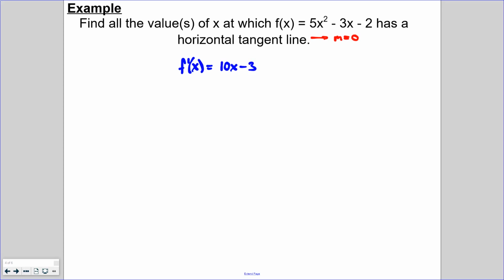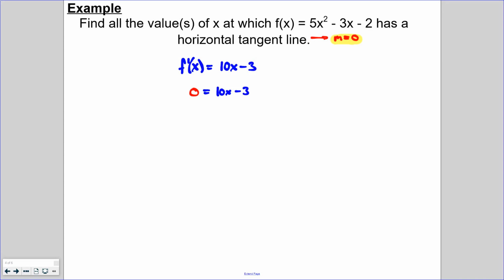So we found out that the derivative, 10x minus 3, is the formula to find the slope anywhere on this particular function. But we don't want to find any slope. We're trying to find a specific slope with that slope being 0. So that means all we need to do is set this formula to be equal to 0, and that will tell us where on our graph the slope will be 0, which means we will find our horizontal tangent lines.